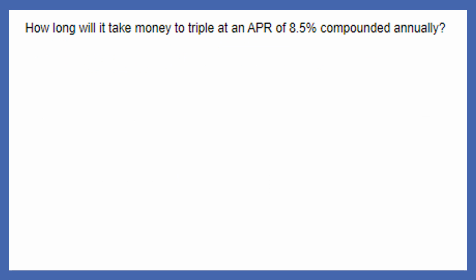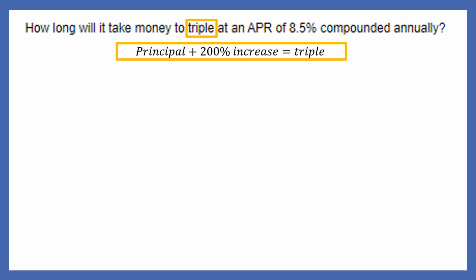How long will it take your money to double or triple is a common question, but we need to take a look at this question. First off, I need to mention triple. If your money was to triple, does that mean you make 300% returns? No, that means you make the principal plus a 200% increase. So that's a total return of 200%. And that's how you triple your money.